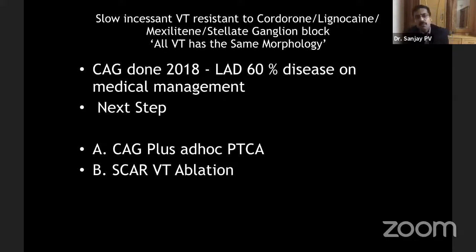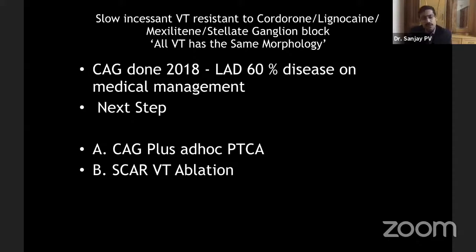So we gave him cordarone, we gave him xylocard, we put him on mexiletine, we gave him stellate ganglion block, and the VT was incessant. And just another fact, all the VT had the same morphology. We just slowed down the VT, but the morphology was exactly the same. So we had an angiographic CD. The LAD had a 60-70% disease done in 2018, and he was kept on medical management.